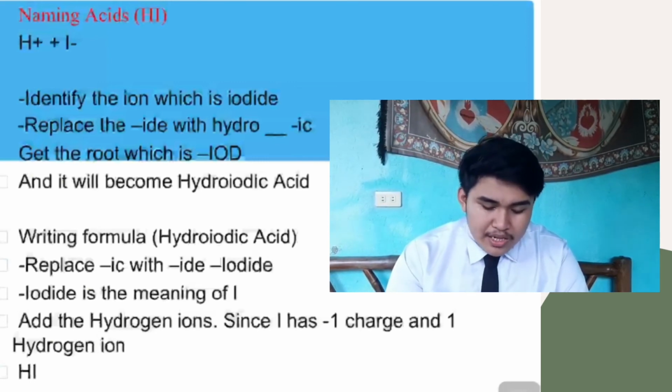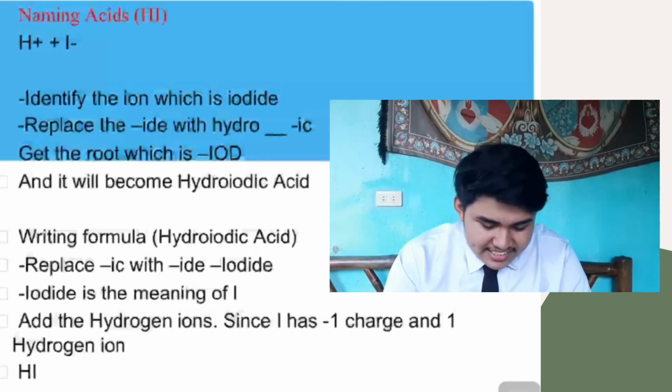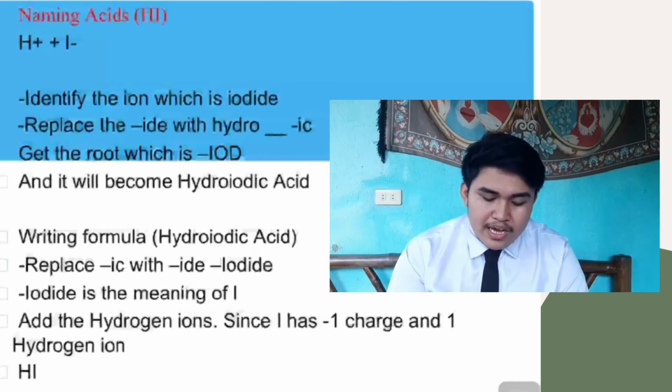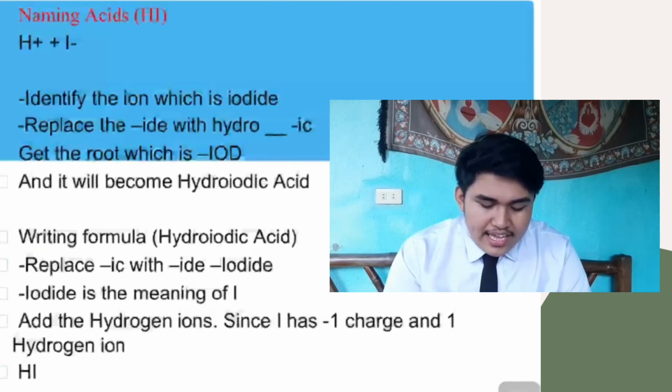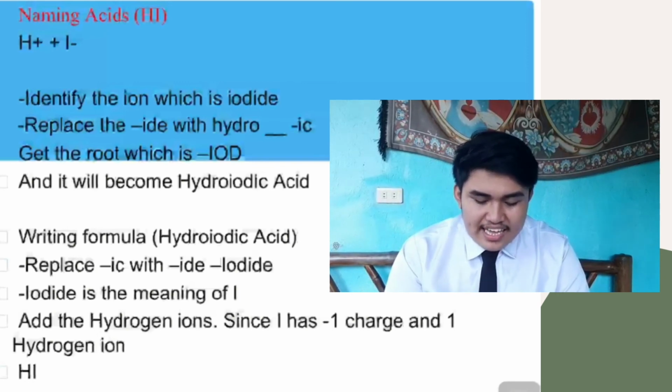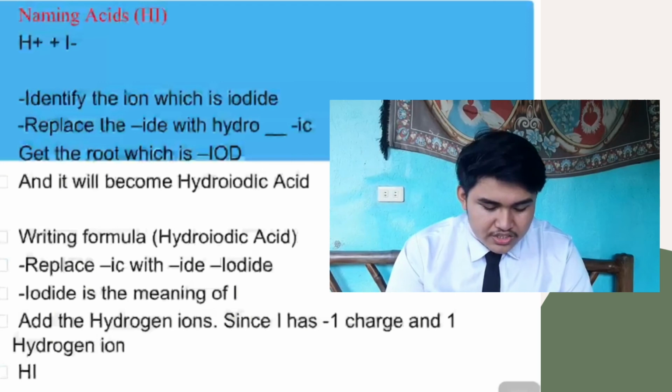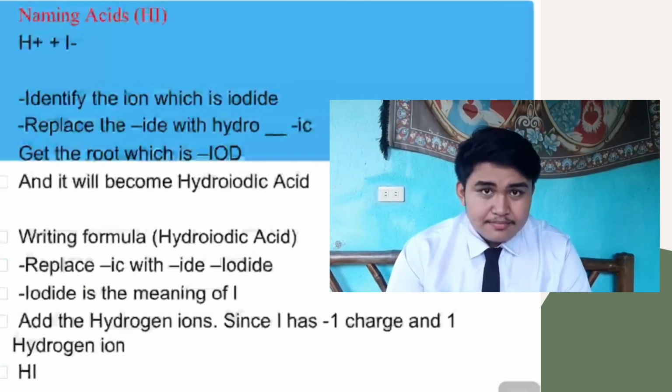For writing the formula for hydroiodic acid, replace -ic with -ide, then it is going to become iodide. Iodide is the meaning of I. Then add the hydrogen ion, since I has a negative 1 charge and hydrogen has a positive 1 charge. Then it will be read as HI or hydroiodic acid.